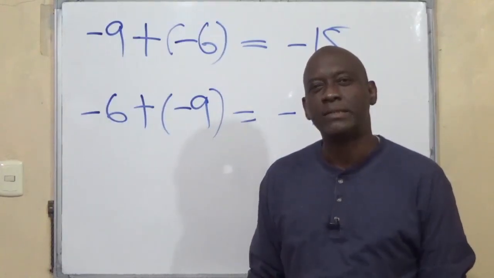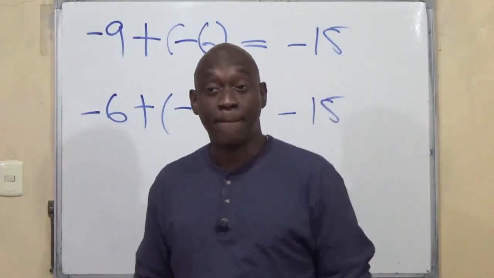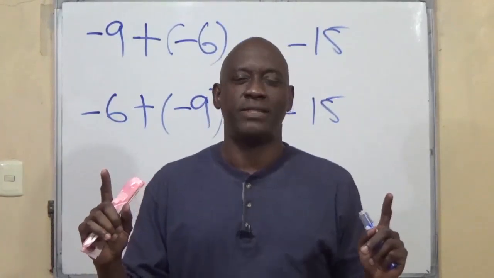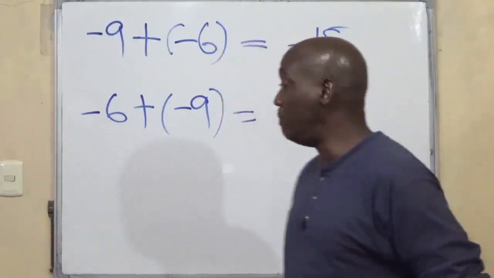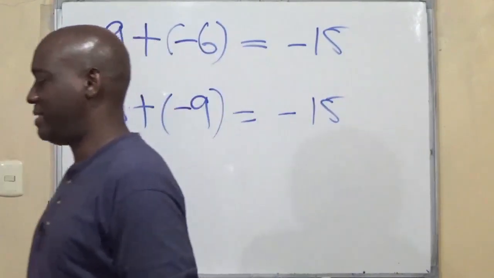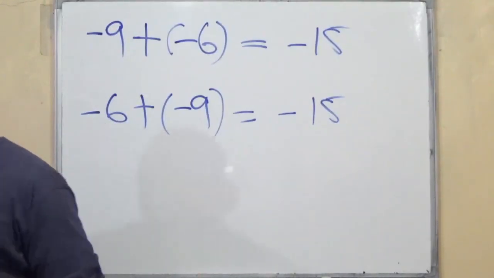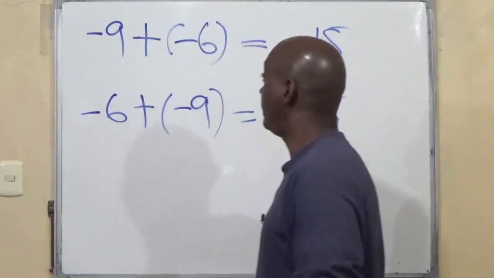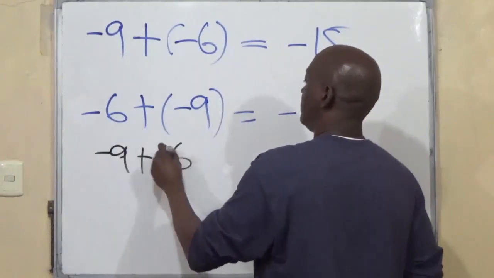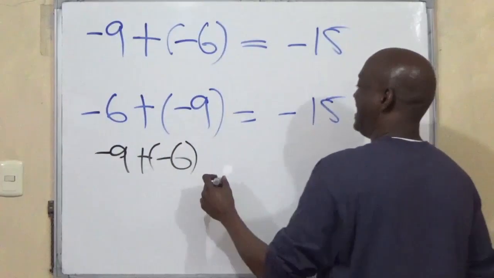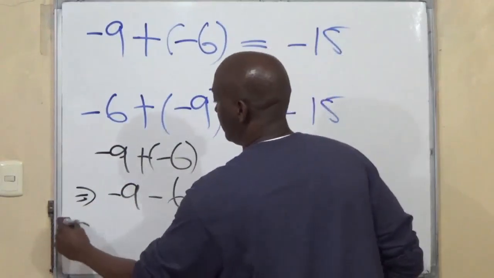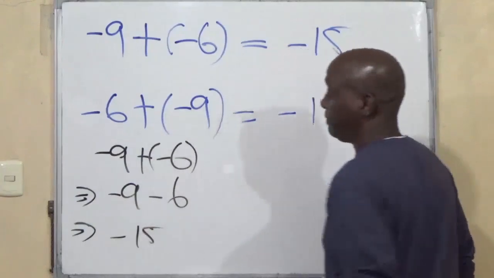That is also maths. As I tell my people all the time, maths is life and life is maths. Yeah? Boom. So to get to the point of expressing this in more mathematical terms, right? Minus 9 plus minus 6 is the same thing as minus 9 minus 6, which will give you the minus 15.